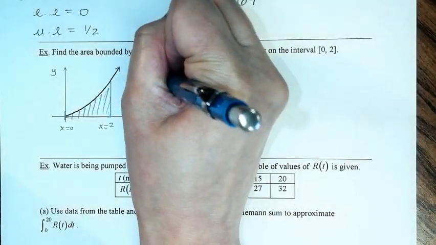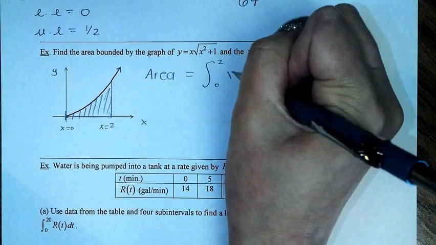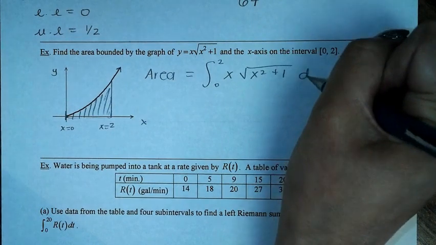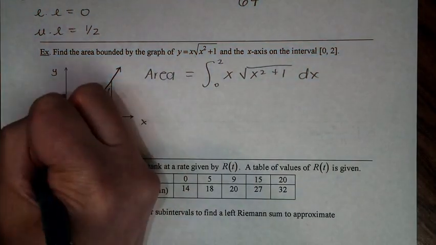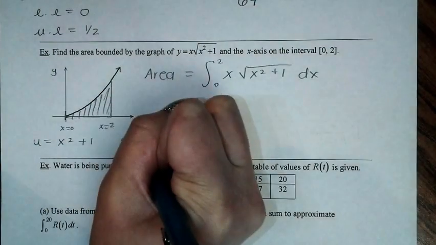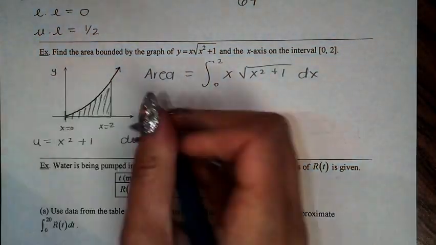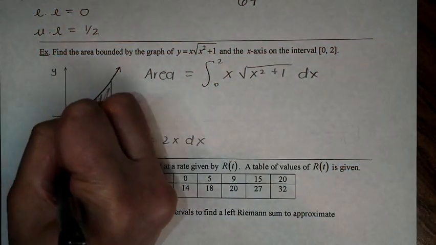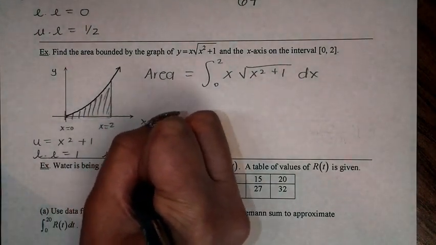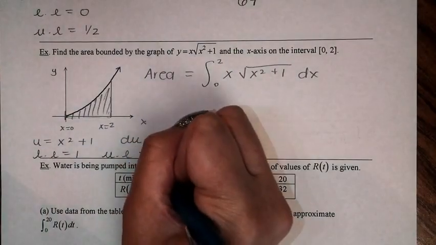So the area is going to be equal to the integral from 0 to 2 of this beautiful expression that we have here, x times square root of x squared plus 1, dx. So your u is going to be x squared plus 1. The du is going to be 2x dx. And then here, the lower limit: you plug the 0 here, that's going to be a 1, and for the upper limit, you plug the 2 over here, so 2 squared is 4 plus 1, that's going to be 5.